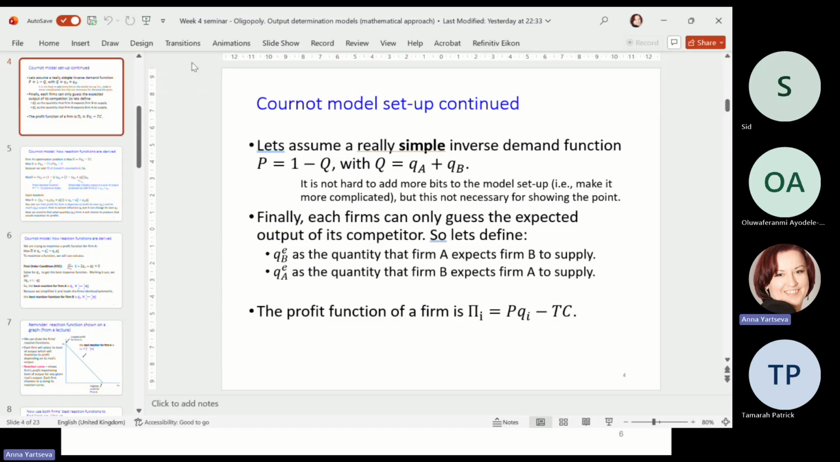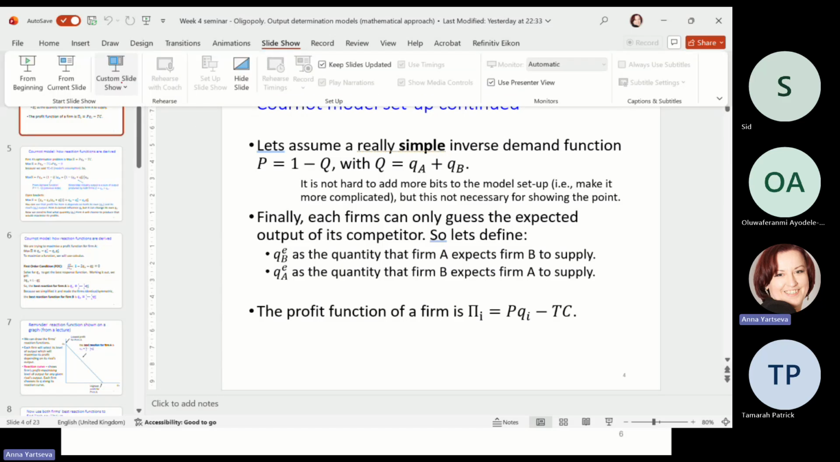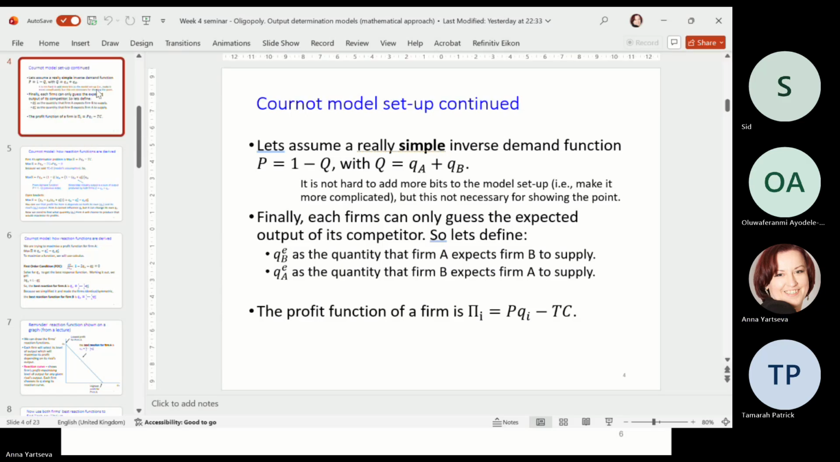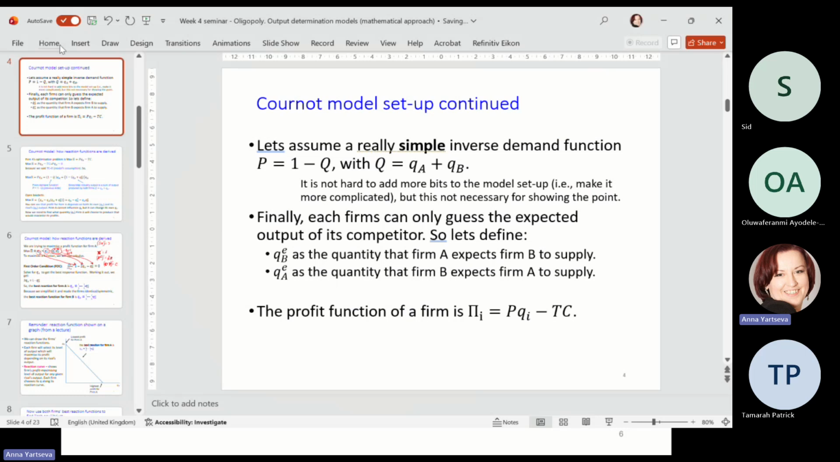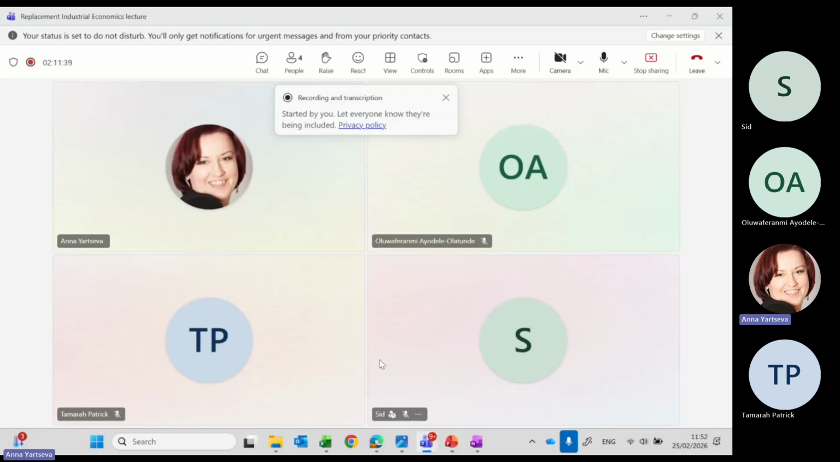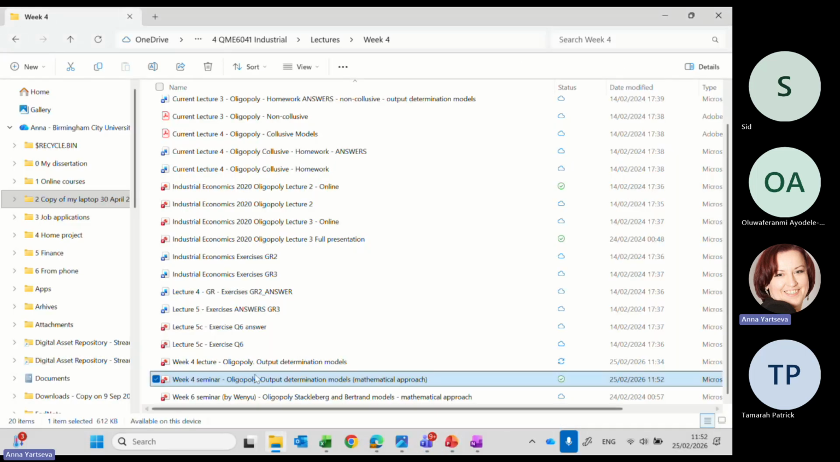I think it's stuck. Slideshow. It's a bit stuck. You know what? Let me just close this and reopen again. I think it's not doing something correctly. Here it is. Cube. Let me just reopen it again.